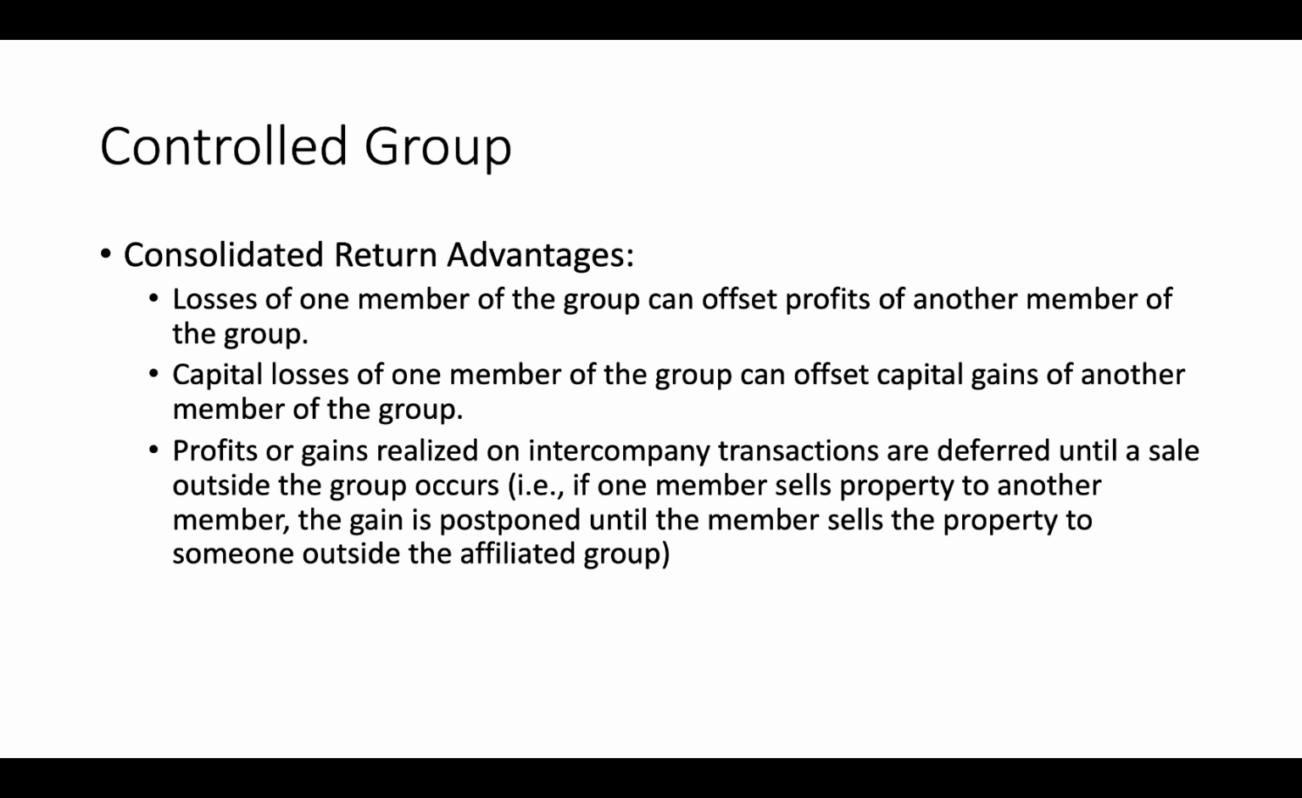And then profits or gains realized on intercompany transactions are deferred until a sale outside the group occurs. So if I have organized this group of corporations for business purposes, say A manufactures something and sells it to B, which manufactures something and sells it to C, and then C puts it all together and sells a product to customers. So say we have a chain of corporations set up that way. Normally, I would recognize profit on every one of those sales, absent a consolidated return. If I have a consolidated return, I can defer all of that profit or gain until the sale outside the group, until I sell my product to customers.